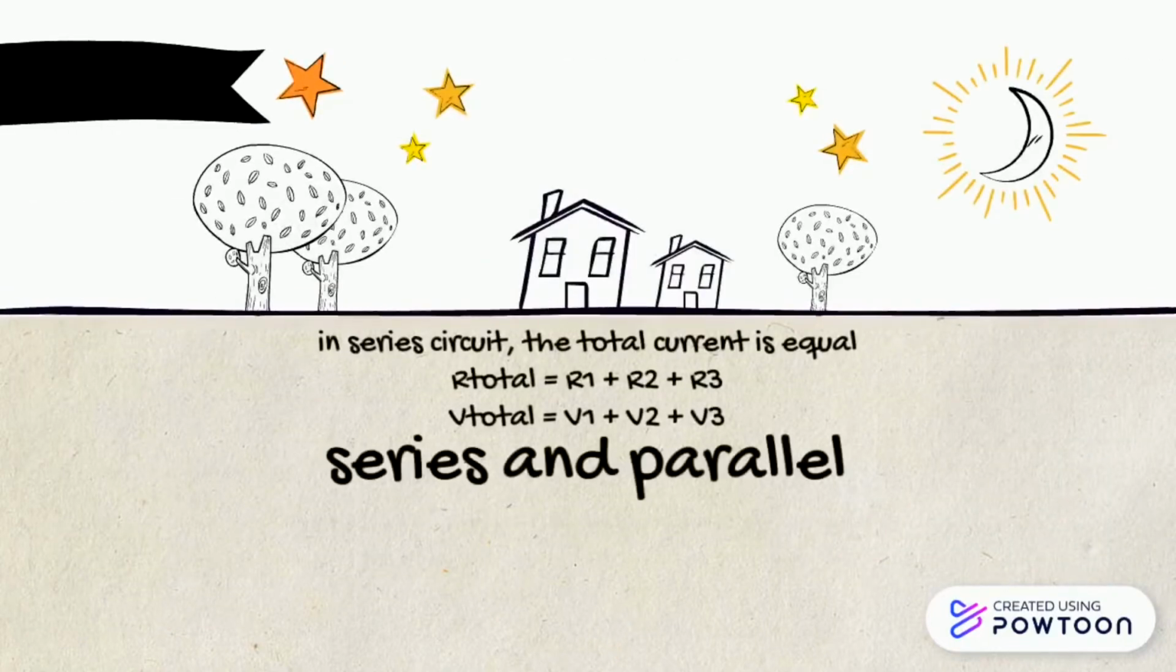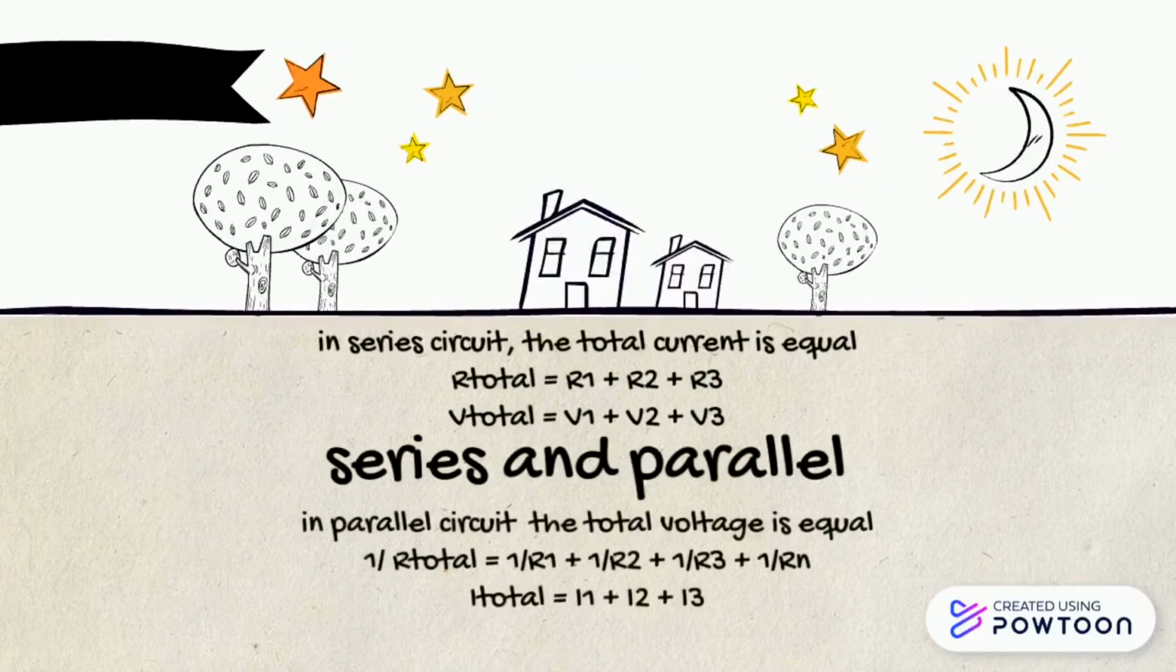In a series circuit, the total resistance R total is R1 plus R2 plus R3. V total is V1 plus V2 plus V3. In a parallel circuit, 1 divided by R total is equal to 1 over R1 plus 1 over R2 plus 1 over R3.